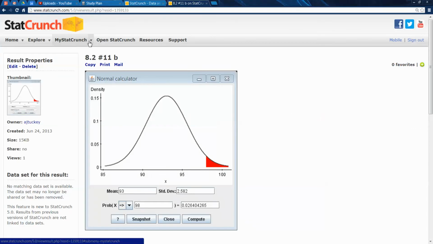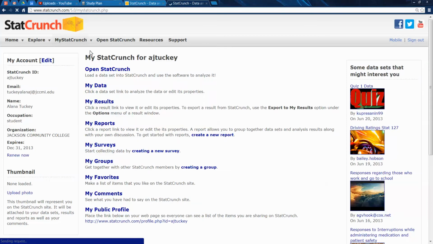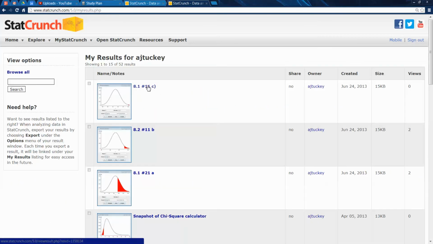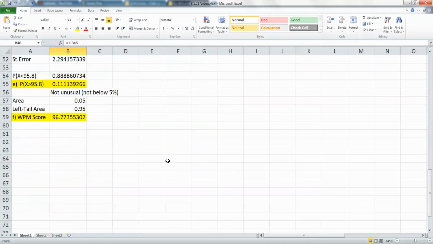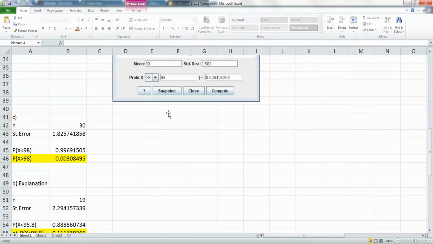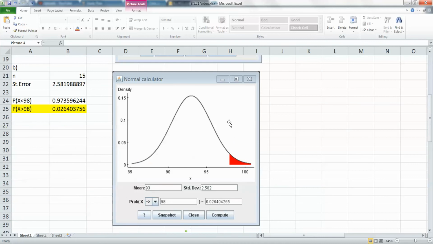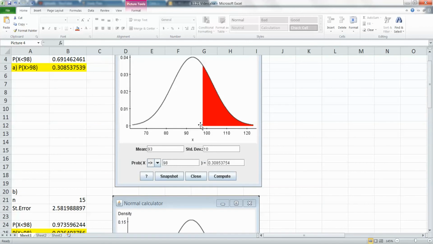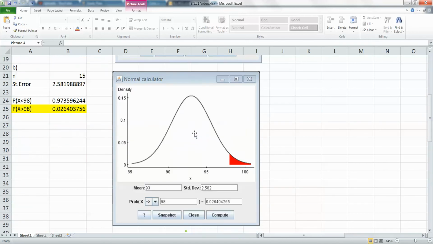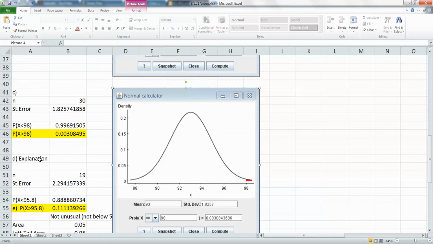Let me go back to my StatCrunch, my results. There it is, 8.2, number 11C. I'm going to copy. Taking it a minute. And then I'm going to bring it back here and paste it in so we can see. And you can see how teeny tiny it is, right? Compared. 98 is so far from the mean when it's a group of 30. It's not too far from the mean when it's a group of an individual, right? Individuals, it's easy to get close to them or to be 98 or higher.